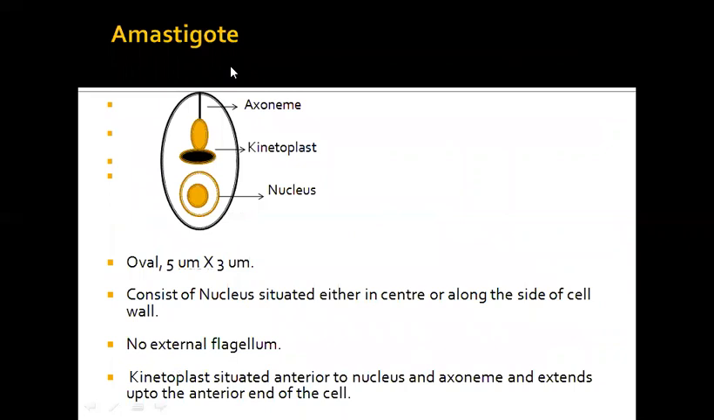Coming to the amastigote form, this is an oval form. It is 5 by 3 microns in size. It consists of a nucleus which is situated either in the center or along the side of the cell wall. It has no external flagellum. The kinetoplast is situated anterior to the nucleus, and the axoneme extends up to the anterior end of the cell.